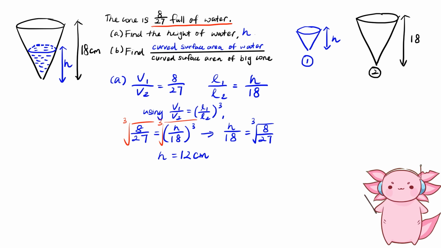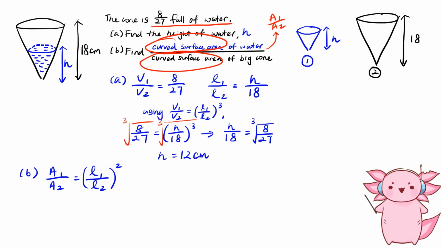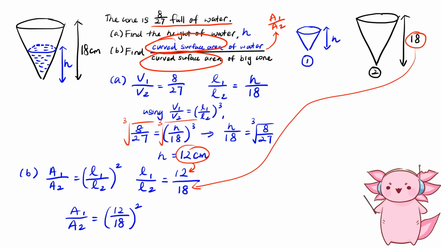Now to find the ratio of the curved surface area A1 to A2, we can use the area formula of A1 over A2 is equals to L1 over L2 squared. Since L1 is 12 and L2 is 18, we can get the final area ratio of 4:9.